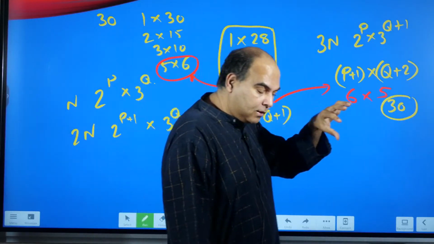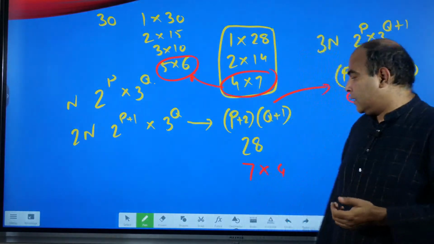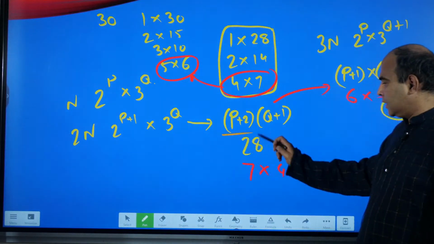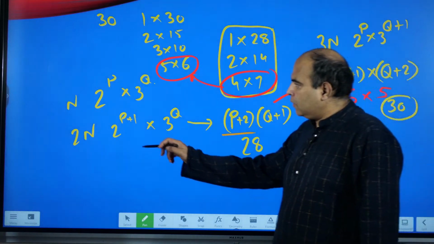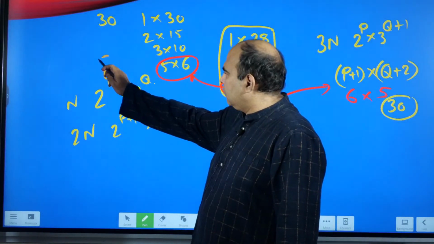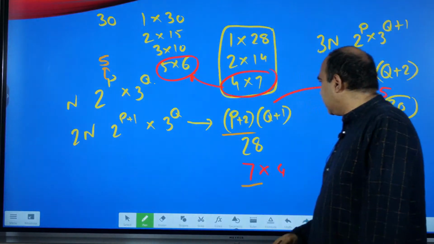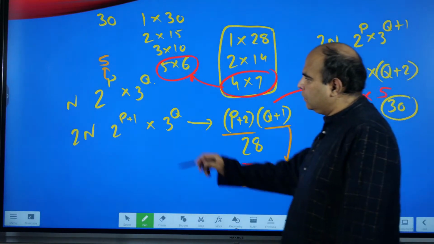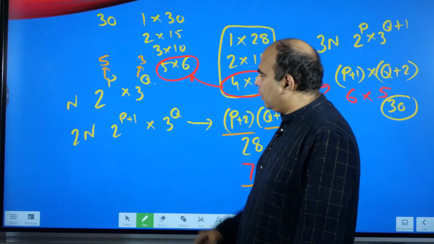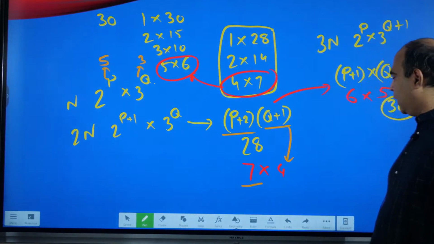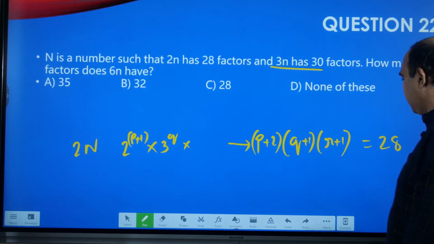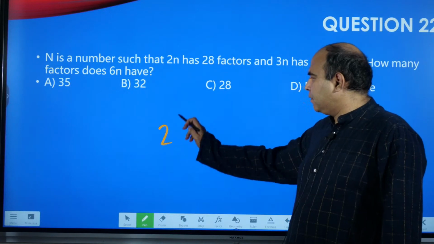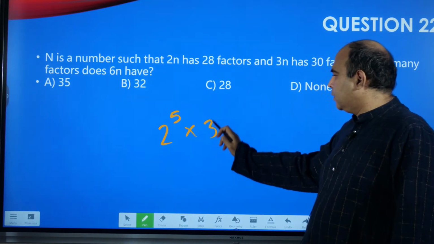So everything is happening in this, which then you realize that if p plus 2 is 7, then the value of p will be 5. This value will be 5, and if q plus 1 is 4, then the value of q will be 3. So your number is 2 raised to 5 into 3 raised to 3. Your number is 2 raised to 5 into 3 raised to 3.